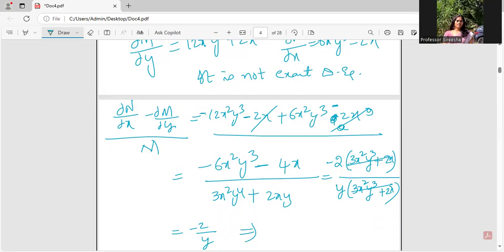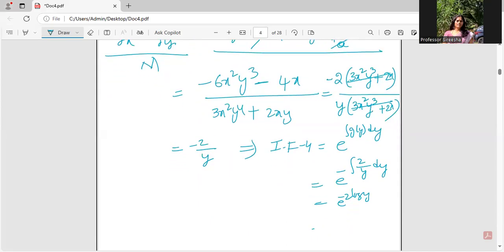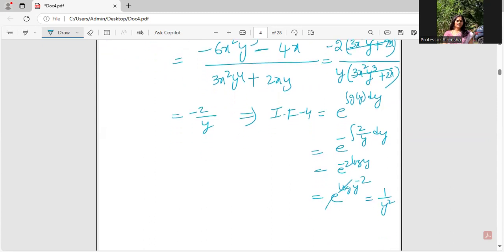So what I will do, the fourth integrating factor is e^∫f(y)dy, which I have to take, since I have got it to be a function of y. So e^(−∫2/y dy) is what I'll have. e^(−2 log y) is what I'll have, which is nothing but e^(log y^−2). Log and e go off. So it would be 1/y². That would be the integrating factor.